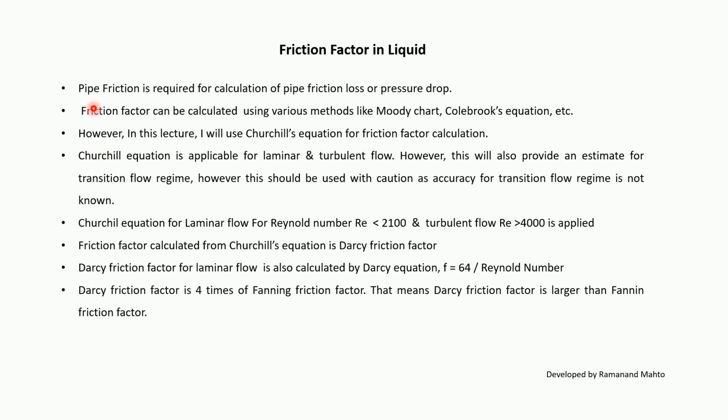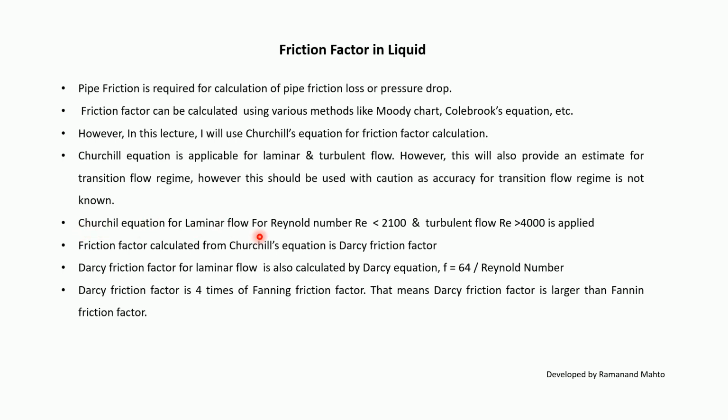Friction factor in liquid. The friction factor is required for calculation of pipe friction losses or pressure drop. Friction factor can be calculated using various methods like Moody chart, Colebrook's equation, etc. However, in this lecture, I will use the Churchill equation for friction factor calculation. Churchill equation is applicable for laminar and turbulent flow. However, this will also provide an estimate for transient flow regime. However, this should be used with caution as accuracy for transient flow regime is not known.